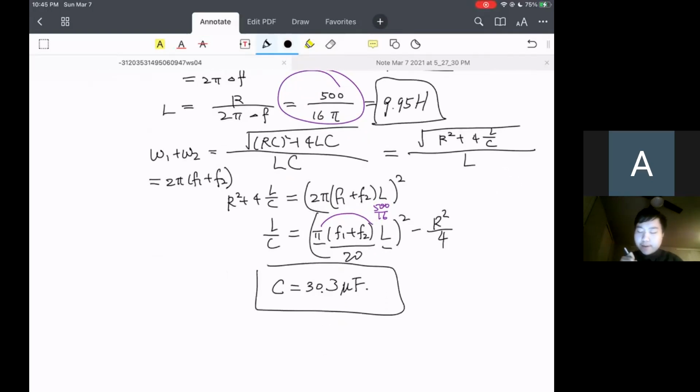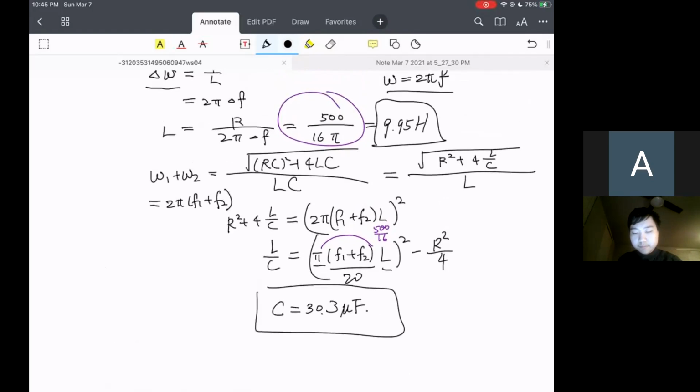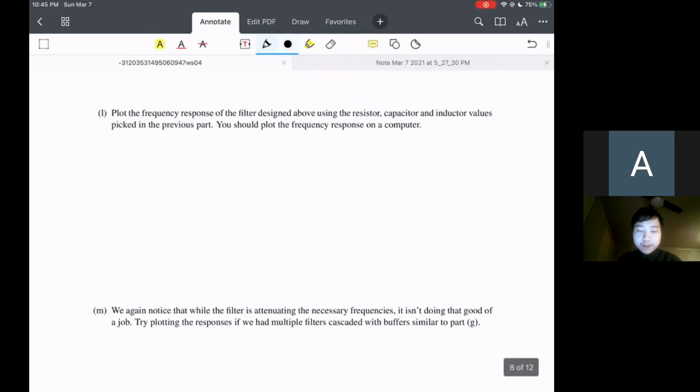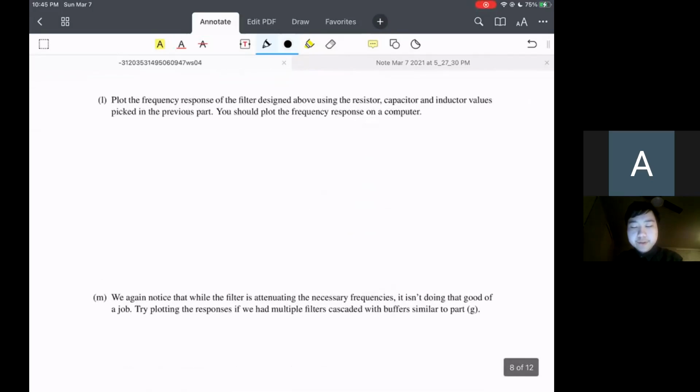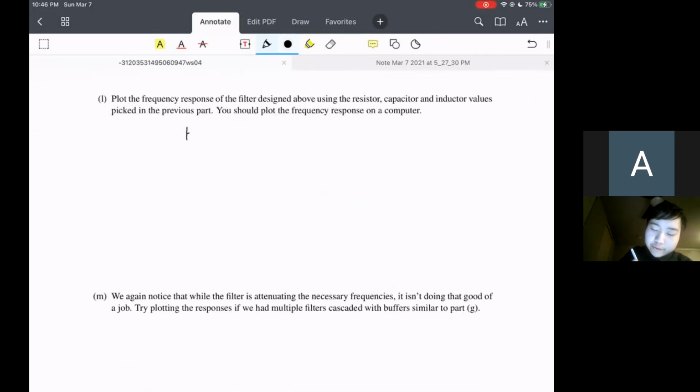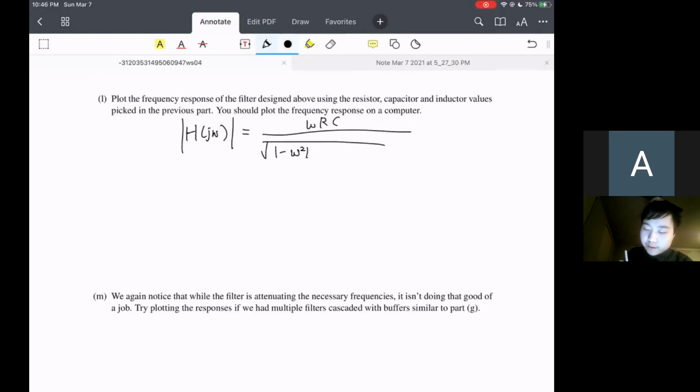And so we have our values for our inductor and for our capacitor. Okay, now off to part L. We want to plot the frequency response of the filter designed above using the resistor, the capacitor, and inductor values picked in the previous part. Again, for the sake of simplicity, I'm just going to go ahead and give you the plot of this bandpass filter transfer function. We know it's just going to be equal to omega RC over root 1 minus omega squared LC squared plus omega RC squared.